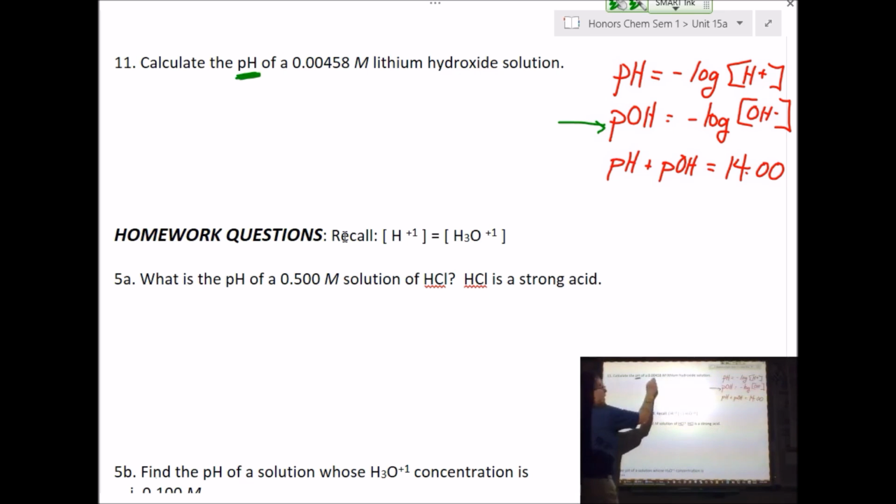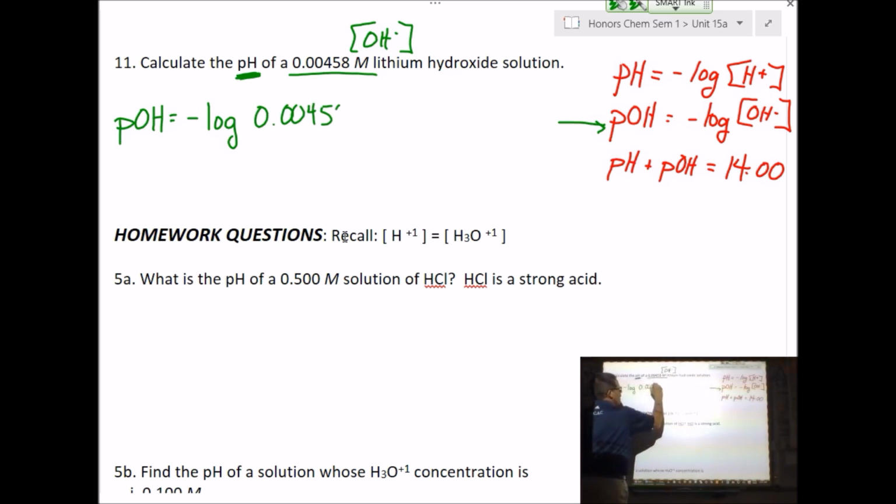So since we're looking for pH, but we're given a hydroxide concentration, let's find what the pOH is. So negative log of our hydroxide, 0.00458. And should that fall between a pH of 3 and 4? Should our answer fall between 3 and 4? Yeah, Kate, I'm sorry. Or 2 and 3, I'm sorry. Yeah, you're right. So 2 and 3. So what'd you get? 2.34? There we go.